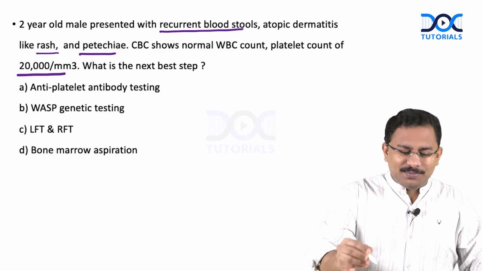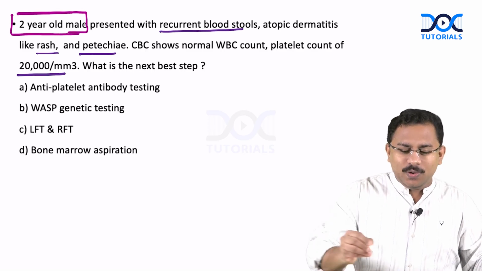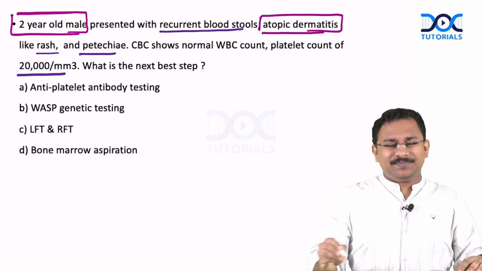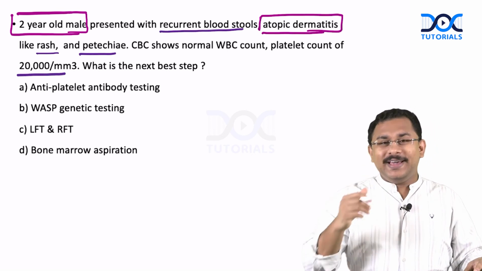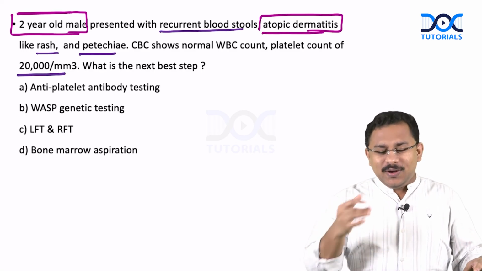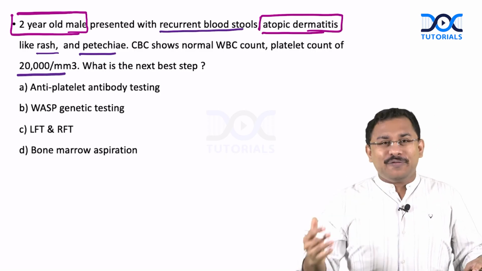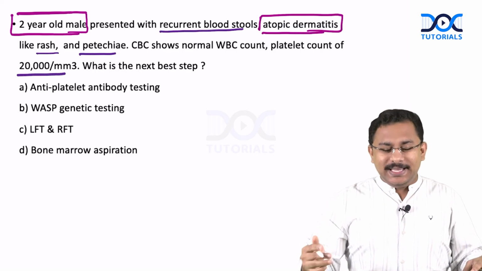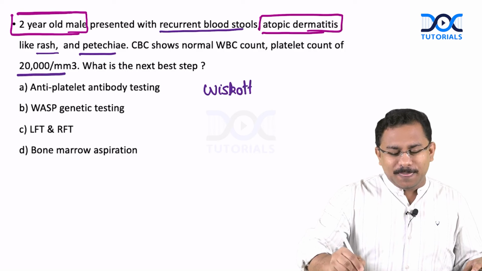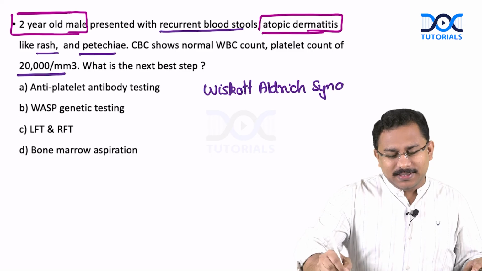But again, two other statements should take your attention. One is 2-year-old male and atopic dermatitis like rash. Specific mention of atopic dermatitis like rash. Well, this combination or this constellation of clinical findings occurs in the disorder that is Wiskott-Aldrich syndrome. Okay, Wiskott-Aldrich syndrome.